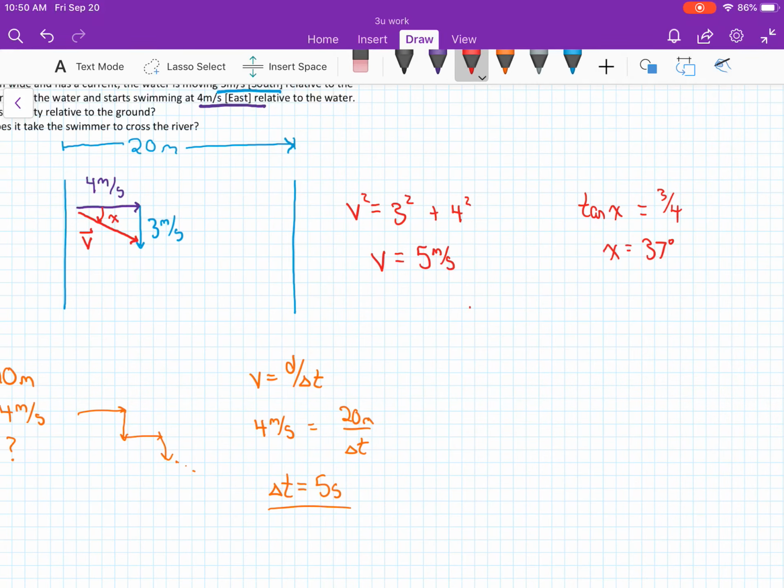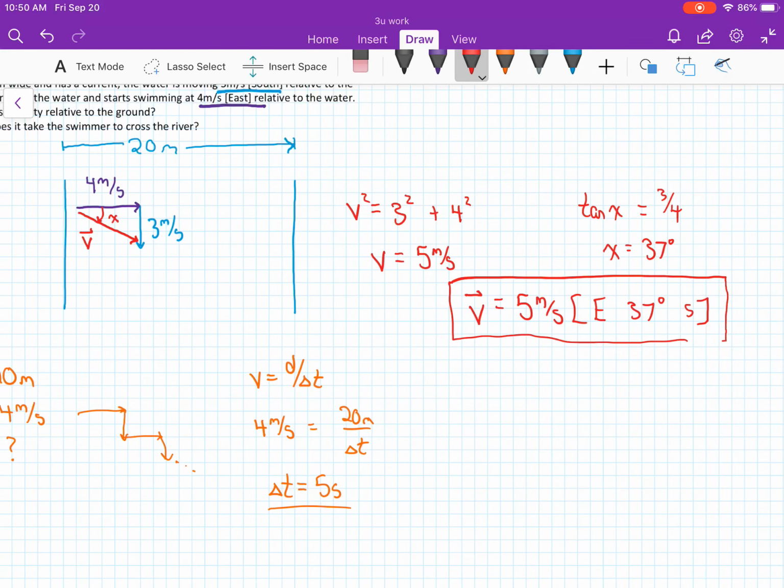So putting it all together, the velocity of the swimmer, as seen from the ground, is 5 meters per second. They were pointed straight east, but the current pushed them 37 degrees towards the south. It would look a little bit funny from the ground. The nose or the head of the swimmer is going to be pointing straight east, but they're going to be drifting on that 37-degree angle a little bit towards the south.